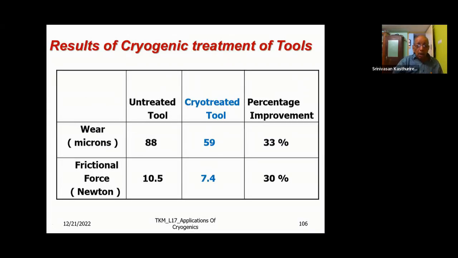Okay. There are effects on wear and frictional force. The frictional force in newtons increases by almost 30%, whereas the wear, for example, for a material which is treated with cryogenic conditions, the improvement is about 59%, and the total percentage improvement is about 33%.